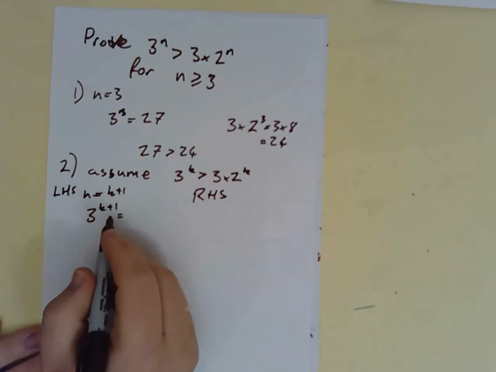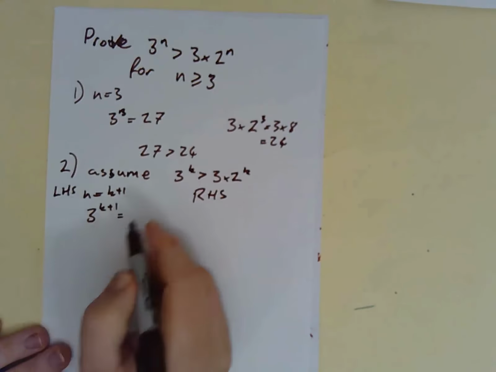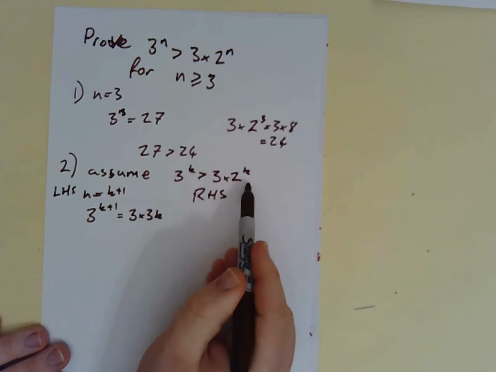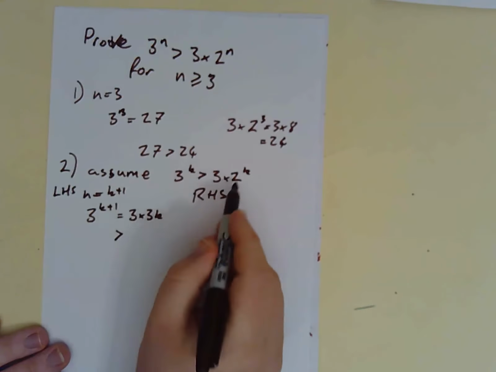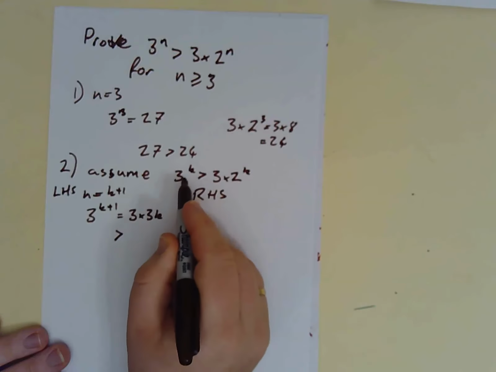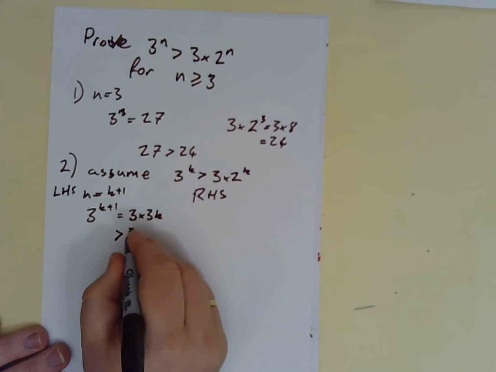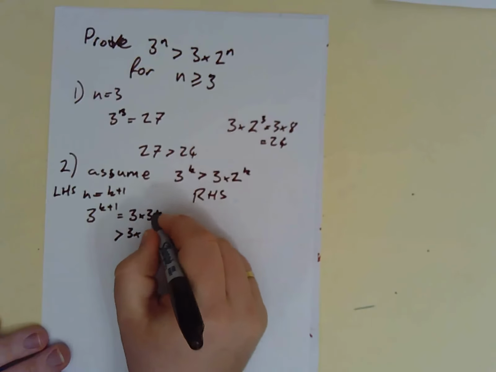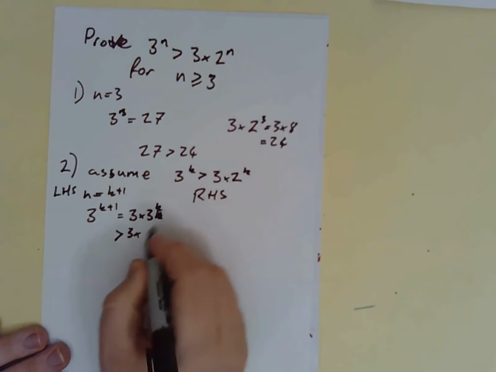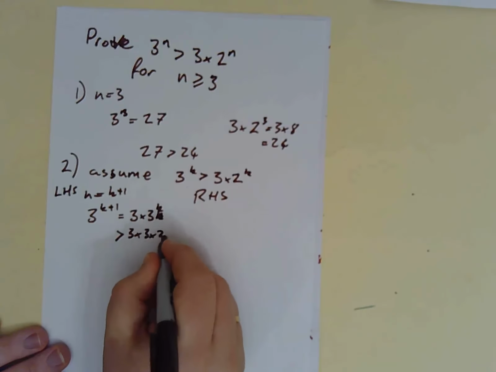Well, I'm going to do the same trick as before. I'm going to say it's 3 times 3 to the k. Now, I know that 3 to the k is greater than this stuff. So I can say it's greater than 3 times, and then replace 3 to the k by, oh, that should be 2 to the k, 3 times 2 to the k.